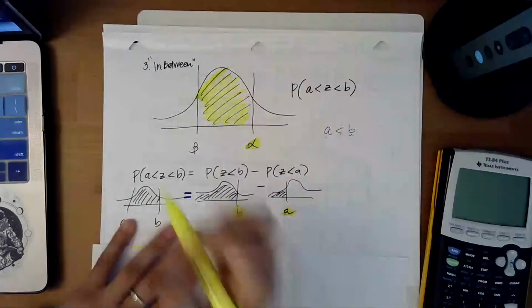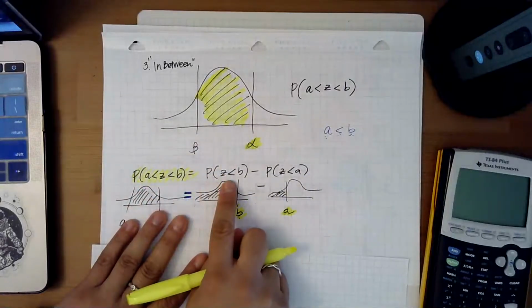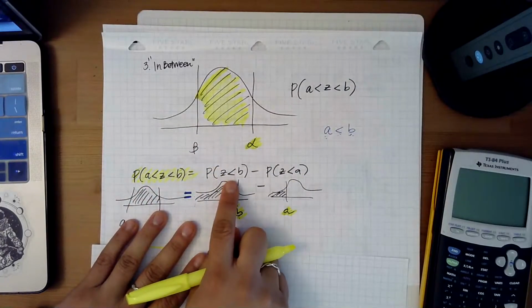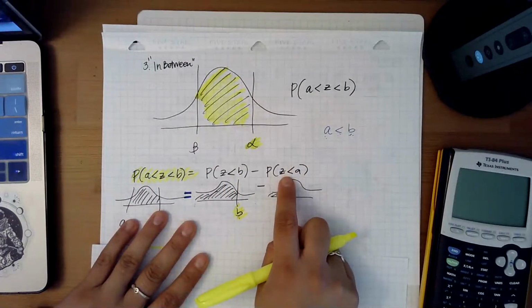Okay? So this is the formula. To find an in-between value, I look at the left-ended analysis of the largest z-score subtracted by the left-ended analysis of the smaller z-score.